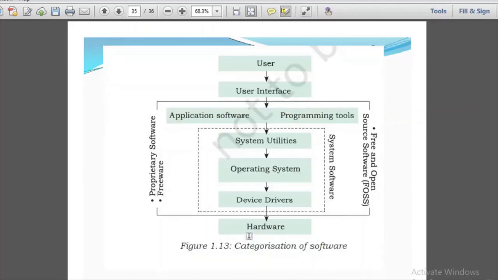So if I categorize all these software, this is how it will look in a diagram. There is a user interface which is provided by an operating system. Then there come application software and programming tools. Application software, we have discussed all the software, programming tools, and in system software we have system utilities, operating system, device drivers, and then how you can access the hardware. And alongside we can also use free and open source software and proprietary or freeware. So this is how, if we put all the software in a diagram, they are layered into one another.